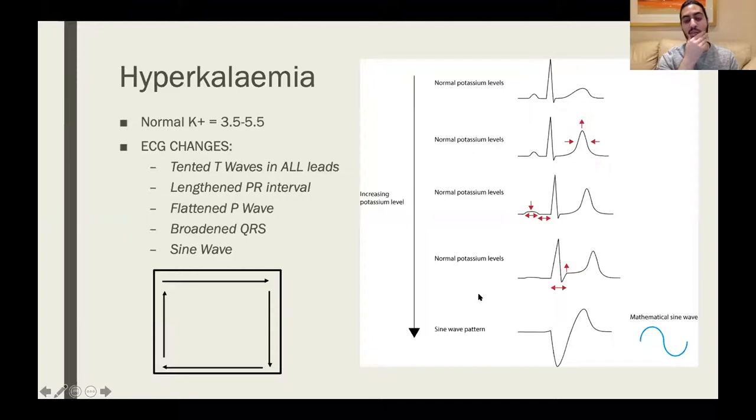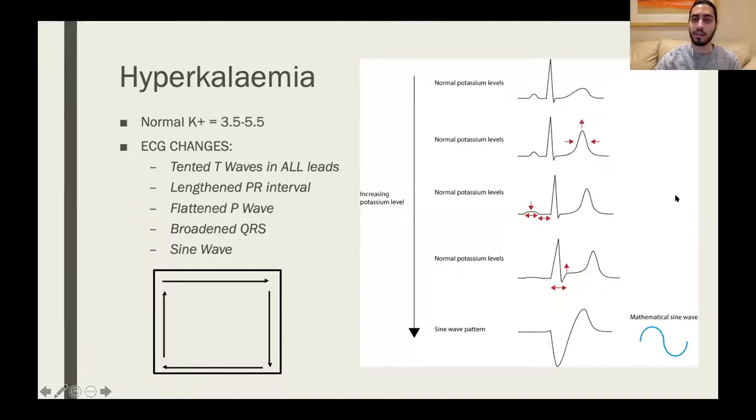And why is this important? Or why is potassium important in the first place? Well, the T wave, we know, is ventricular repolarization. Potassium is important in order to get your ventricles to repolarize. So if you've got too much, it can lead to abnormalities here, and it can be very difficult to manage. So just remember this nice box. It starts off with tall T waves, long PR, flattened P waves, broad QRS, and then you get your sine wave.